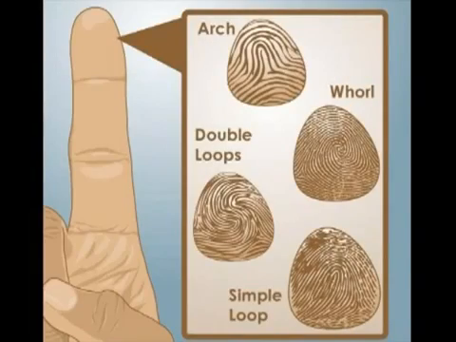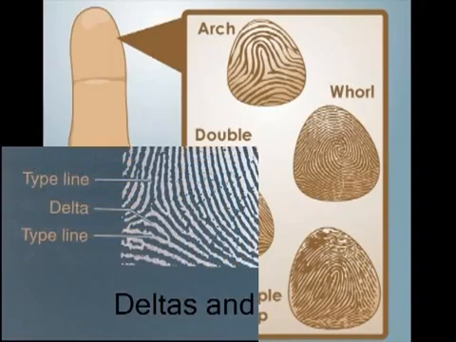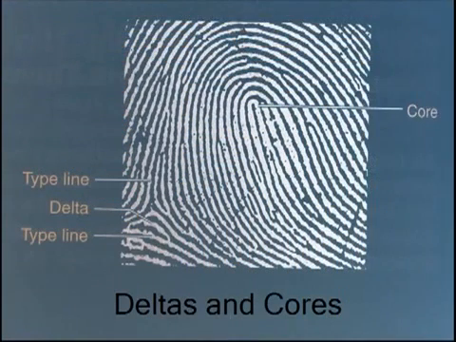The first level of identification involves the examination of ridge flow and the general morphology of the print. These cannot be used alone to individualize. The analyst will determine if a loop, whorl, or arch exists by locating deltas and cores. A delta is a point of divergence of two type lines. A core is the center of the pattern.